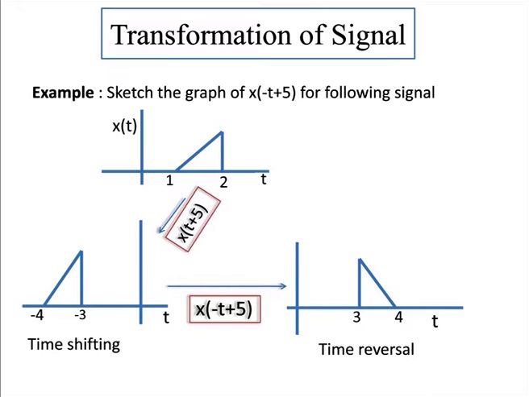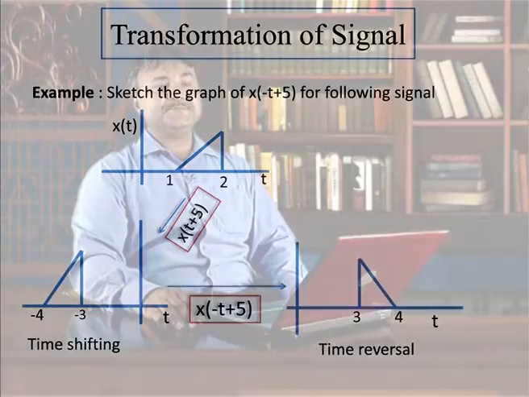Now, again the minus t is there, so we have to apply time reversal. In case of time reversal, x(t) goes to x(-t), so x(-t+5) will be the mirror image. So, in time reversal, x(-t+5) is shown in the figure.